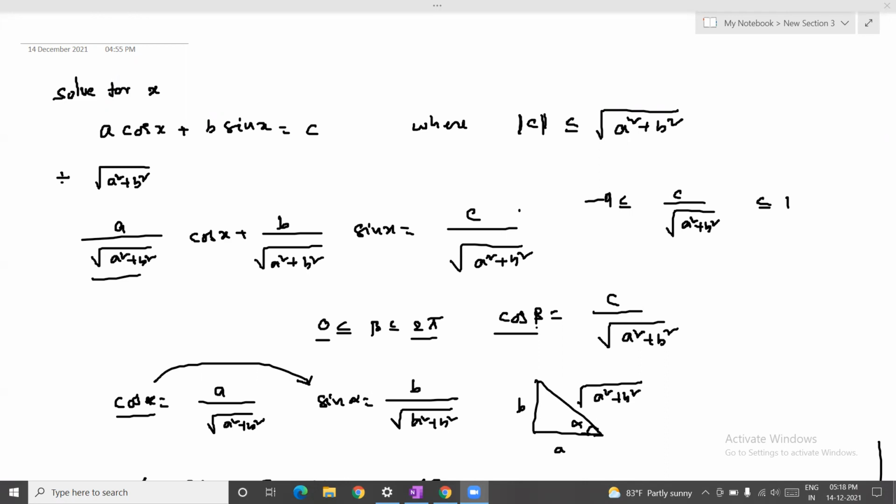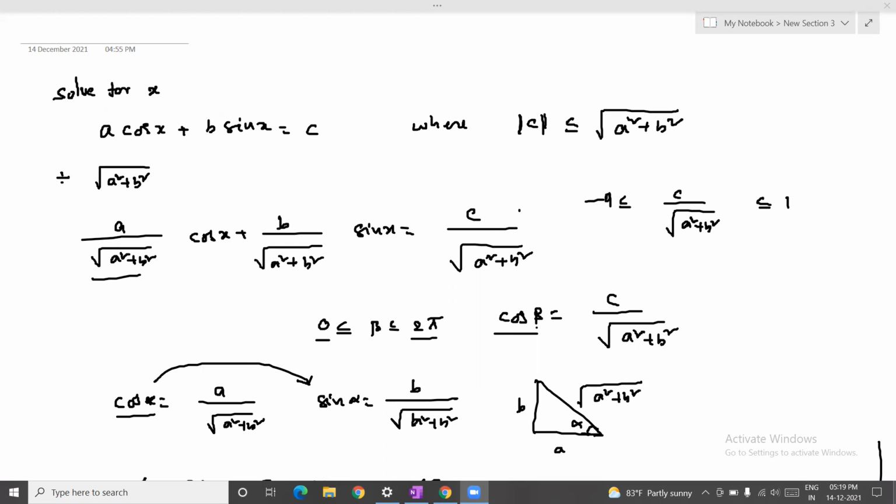Sir, how will C by root of A square plus B square be negative? If that is mod C, I'm taking now. See, in the given question, C might be negative also. Whatever data they give, it need not be that C is always positive. Correct? Yes, sir, that depends upon the given data. So we can't say C is always positive.